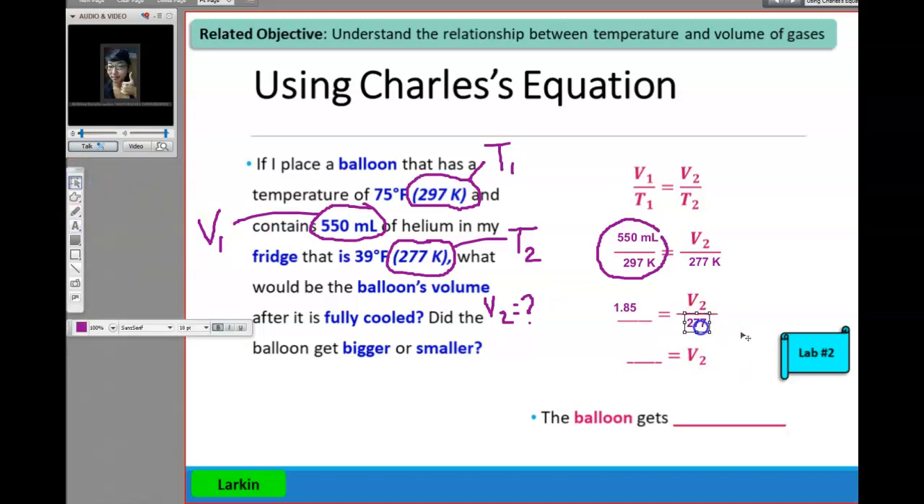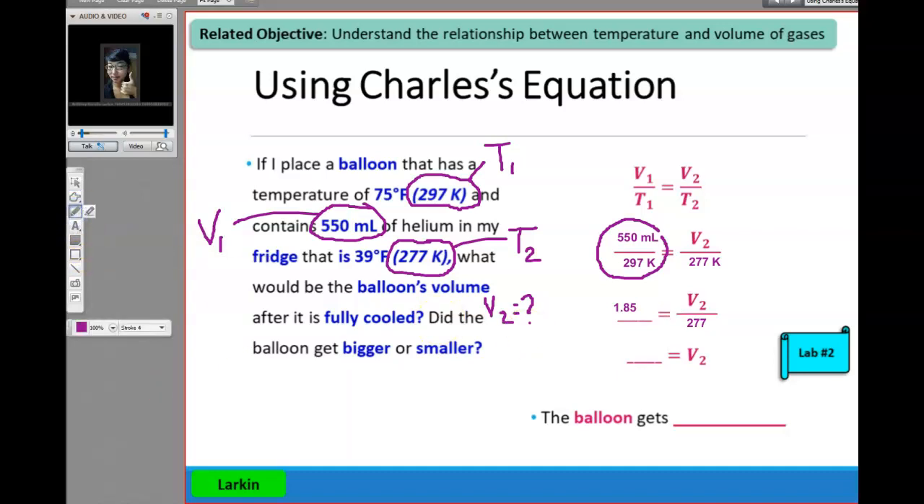But I do need to get that variable by itself. So in order to get a letter variable by itself, we need to do the inverse of whatever's next to it. Currently, what's next to it is we're dividing by 277. So what's the inverse or opposite to get rid of that? What's the inverse or opposite of dividing by 277?